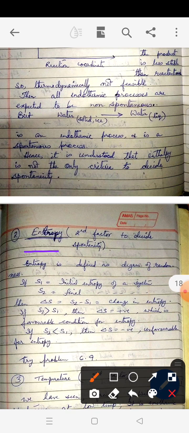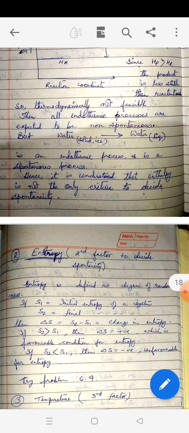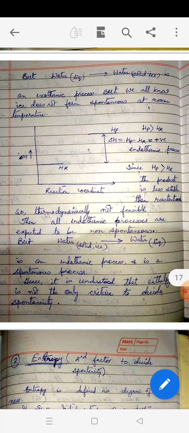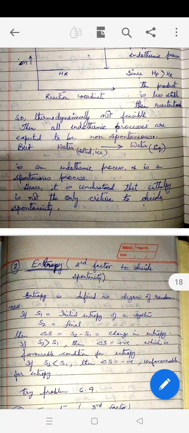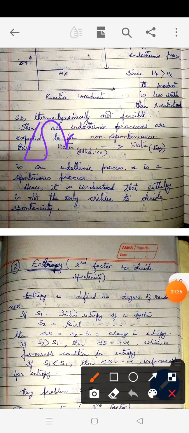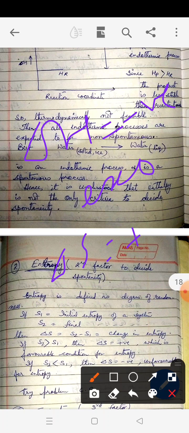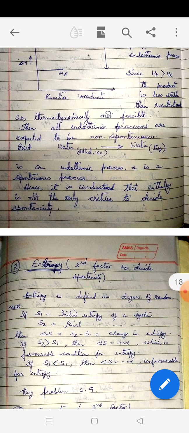All right. So to decide any process to be spontaneous or not, we have to think about two factors. One is enthalpy, another is entropy. So remember, delta H which is negative, that means exothermic process, is a favorable condition, and delta S should be positive for a process to be spontaneous, that is a favorable condition. If any of the two is not met, then the process will be decided by another factor that is called temperature.